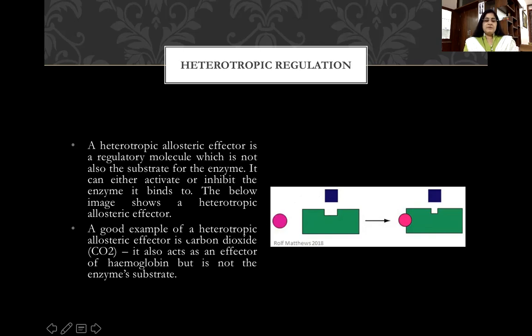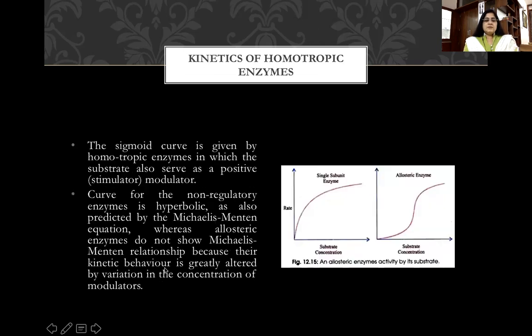A good example of a heterotropic allosteric effector is carbon dioxide. It also acts as an effector of hemoglobin, but is not the enzyme's substrate. Now, in the sigmoid curve, you can see the difference between both. The normal curve is what is called a hyperbola, while for an allosteric enzyme you have an S-shaped curve, which is also called a sigmoid curve.